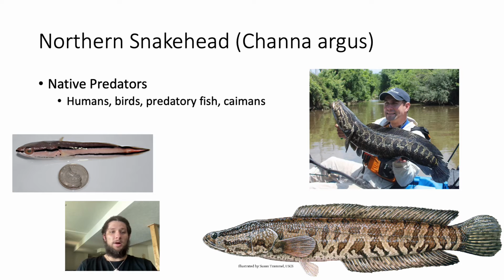And on your right-hand side of the upper screen is a fully grown northern snakehead that someone caught. And they can get quite large. So as they grow older, they become much more prominent predators in their ecosystems, and many less things will eat them as they grow larger.